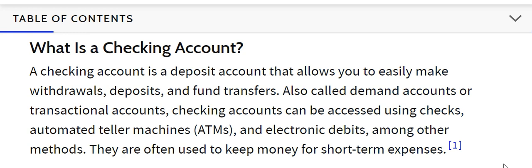So here is a new video about online banking. How we can check our online payments by checking accounts. What is a checking account?